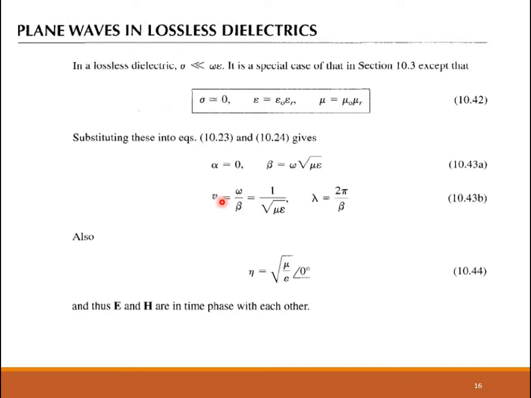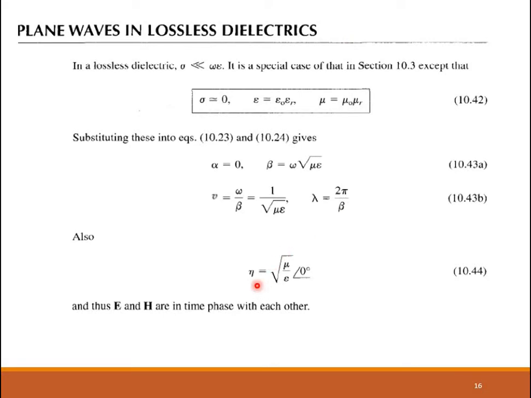The velocity of propagation is omega by beta. In this case, I'm just going to substitute this. So I get it as 1 by root of mu epsilon. So what does that imply? The simplified expression for the velocity of propagation for a lossless dielectric. Another name for the lossless dielectric is a perfect dielectric. The wavelength is again 2 pi by beta itself.